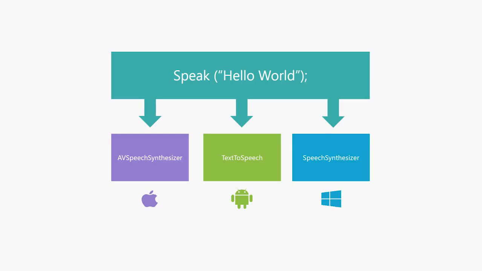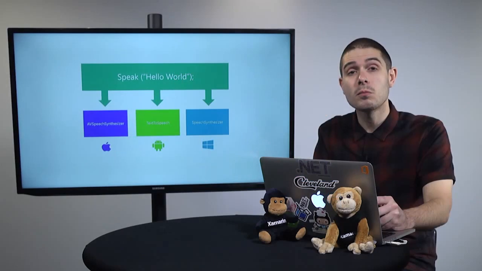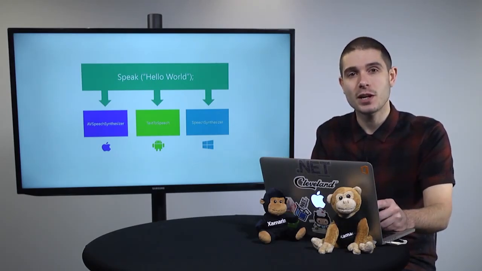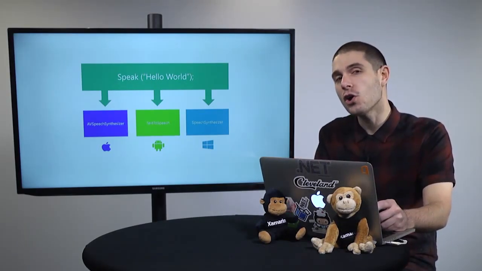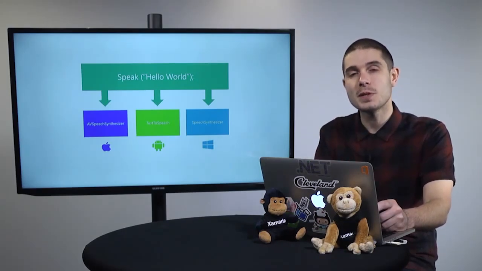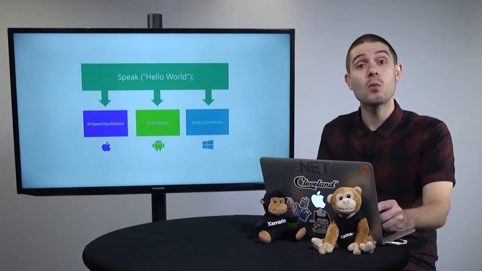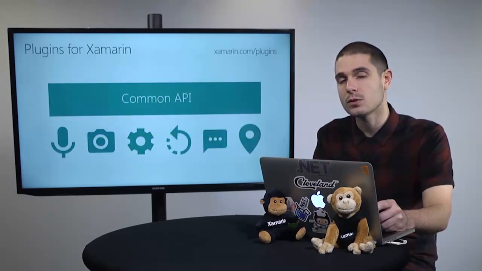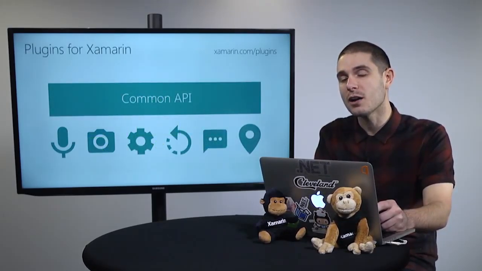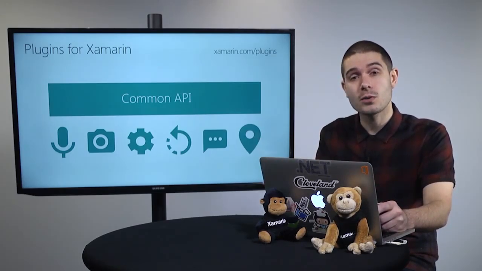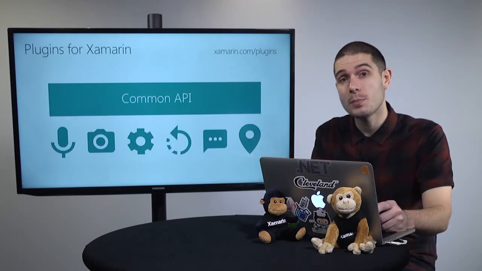So let's say, for example, you want to use text-to-speech. Well, the API that you would love to have is speak, and you pass it a string of hello world. Then under the hood, it should call AV speech synthesizer, text-to-speech, or speech synthesizer on Windows. That's what we want. And that's why we created plugins for Xamarin and Windows, giving you a common API for all those underlying APIs of the platform, such as taking photos, settings, push notifications, or GPS.